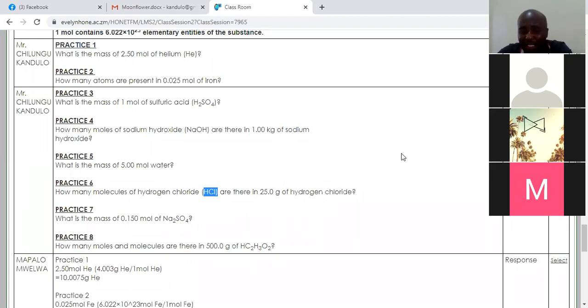So these are the scenarios. So this one, we have 25 grams hydrogen chloride. Then we're looking for molecules. So we find the molar mass for hydrogen chloride. Chlorine is 35.5. So approximately 36.5.